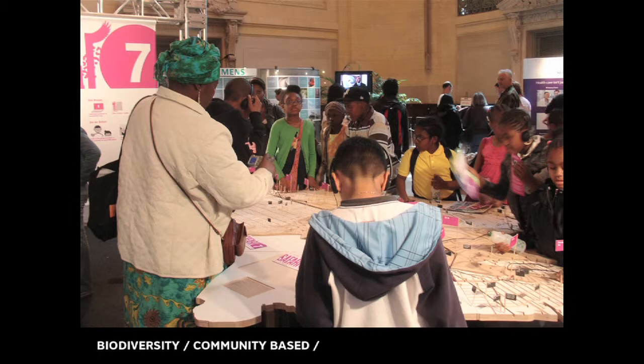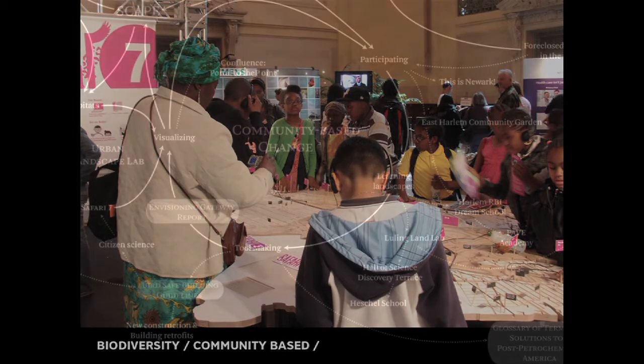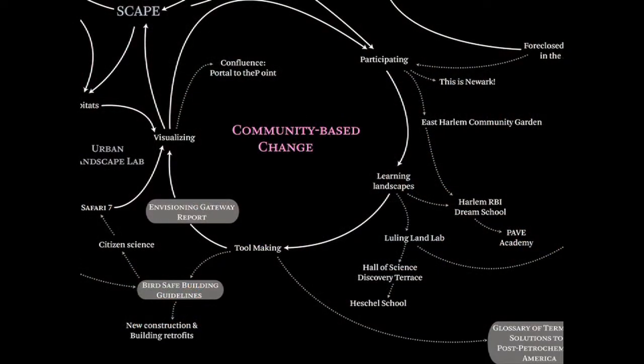And so it became this really great way of bringing the concepts of urban ecology to a really broad audience, and began to connect more closely with communities and school groups along the 7 line. So that brings me to this topic of community-based change. And with this, we have a couple of different theses about how this evolves. One is through the idea of reports, like freely downloadable reports, like Envisioning Gateway and the Bird Safe Building Guidelines.